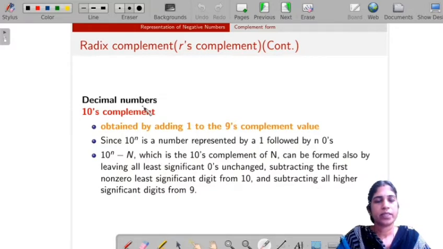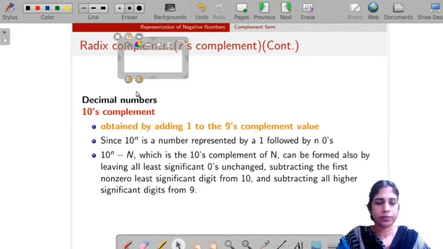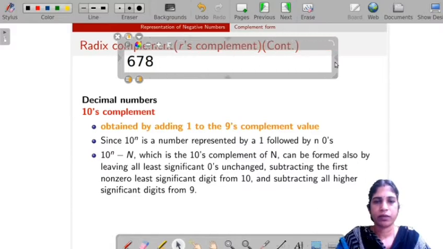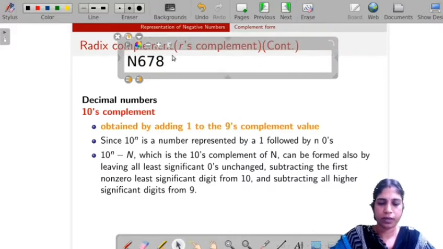Next is for decimal numbers. For decimal numbers, the radix complement is called the 10's complement. The 10's complement is obtained by simply adding 1 to the 9's complement. Okay. For example, suppose the given number n is equal to 678.